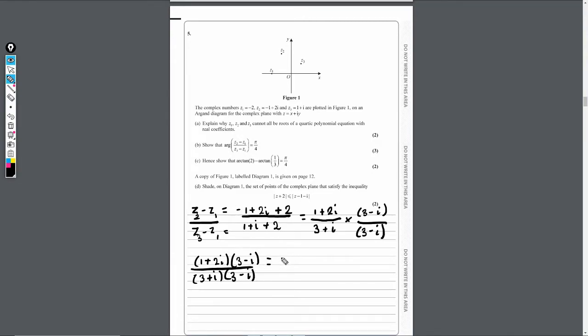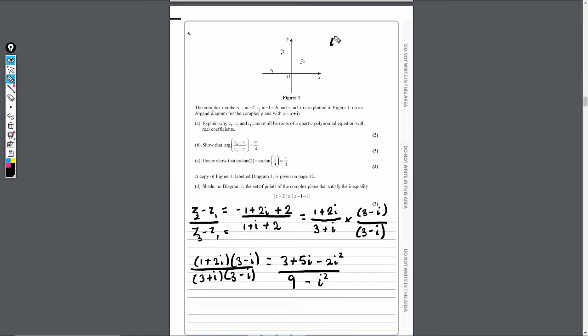1 times 3, that's 3. I'll have minus i here, plus 6i, so 6i minus i, that'll give me positive 5i. And then minus 2i squared. Remember, we'll deal with the i squared in a second. Let's just deal with the denominator first. 3 times 3 is 9. Now remember, this is the difference of 2 squares, so you can jump straight away to doing 3 times 3, so that's 9, and then i times minus i to give you minus i squared. The other 2 terms will cancel, so I get 9 minus i squared.